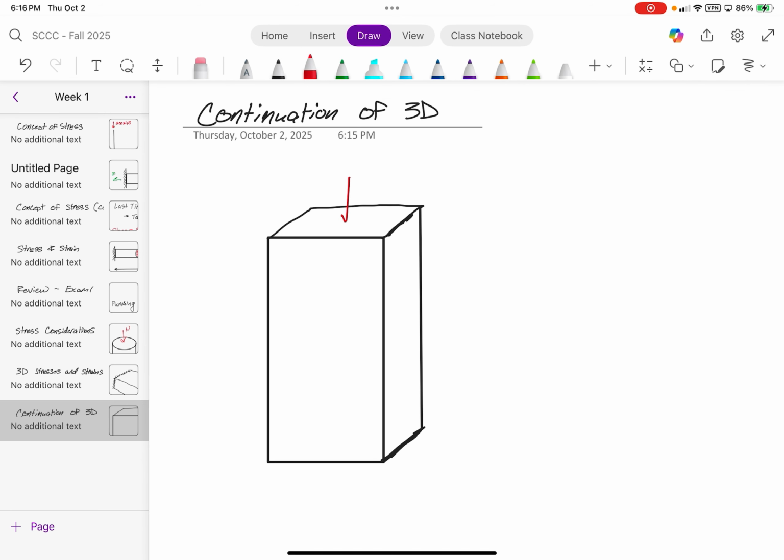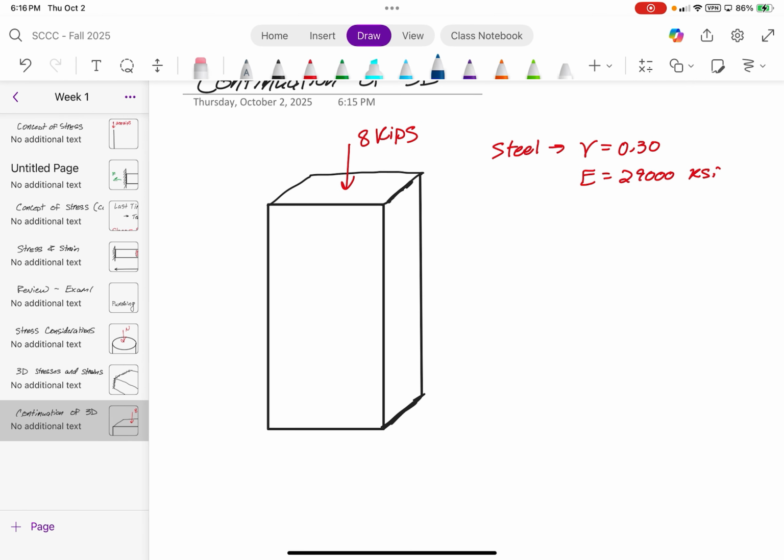And if we compute a force of 8 kips, and let's say that this block is, I'm just going to go with steel. And it's got a Poisson's ratio, I'm just going to give it to you guys, of 0.30 roughly. The elastic modulus is 29,000 KSI. And let's say it has dimensions of around 8 inches, 4 inches, and then 2 inches.